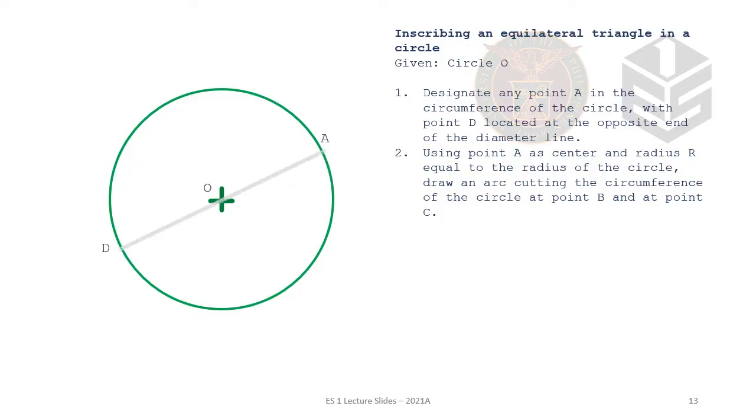Now, using point A as the center and radius r equal to the radius of the circle, draw an arc cutting the circumference of the circle at point B and at point C. So what you will have is a figure that looks like this.